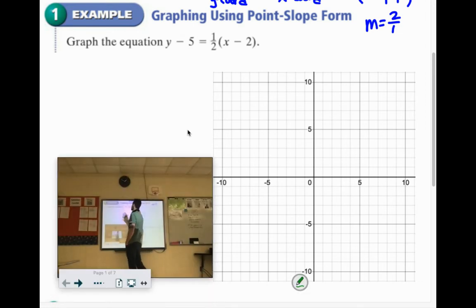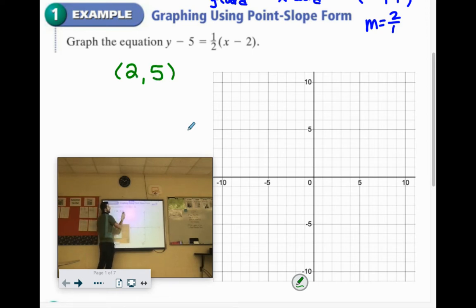All right, graph the equation y minus 5 equals 1/2 times x minus 2. So if you look for a coordinate, remember it's the opposite. So if you see x minus 2, our x will be positive 2. If you see y minus 5, our y will be positive 5. And then the 1/2 is our slope. So you go to the point, 2, 5.